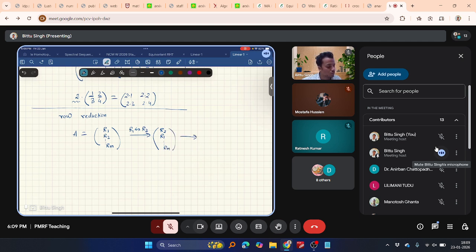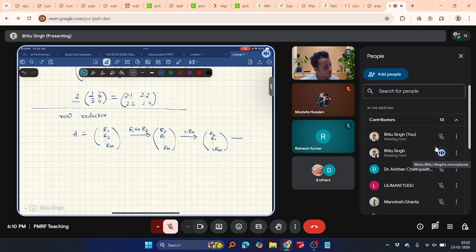Moreover, we can also do scalar multiplication. So we can multiply any row. For example, multiply Rm with some constant C. So C times Rm. Then it will look like R2, R1, and the mth row will be multiplied by C. So C times Rm.